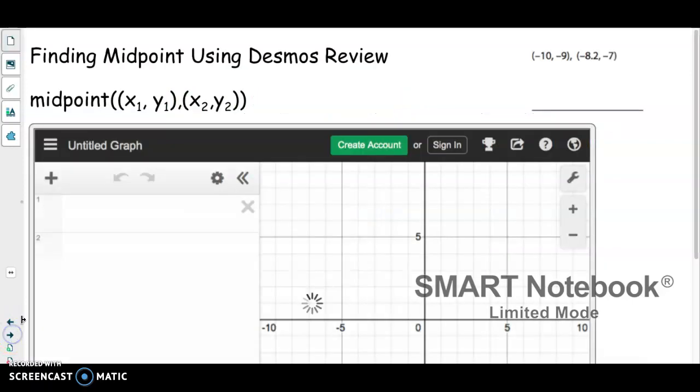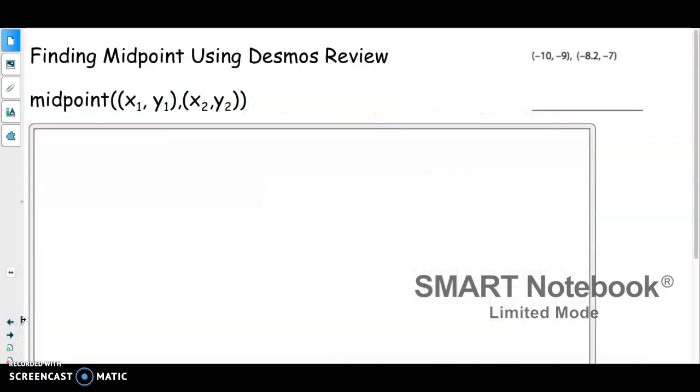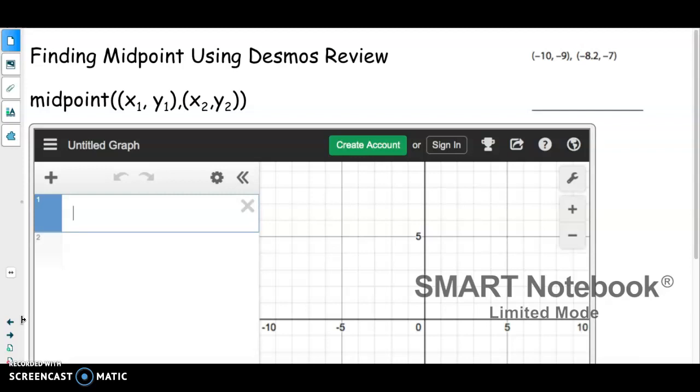So going through a couple of these types of problems that you might see when we are working through this unit on Apex, I just want to remind you that you can use Desmos, and it's highly encouraged that you're using Desmos. There's a simple way that you can put the midpoint formula into Desmos. Right here it says finding the midpoint using Desmos, and that's just our review. We just type in the word midpoint, and then we have to start with a double parenthesis. And then I can look at my formula up here.